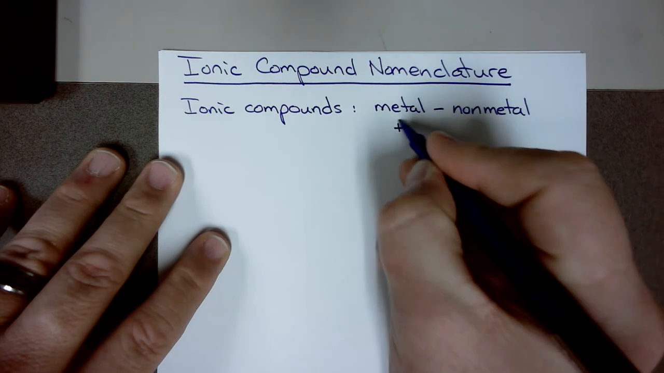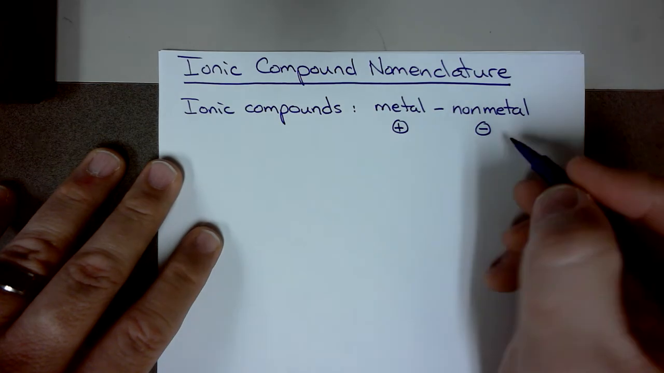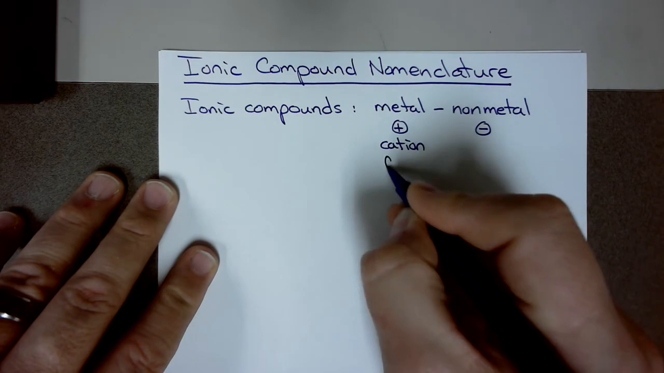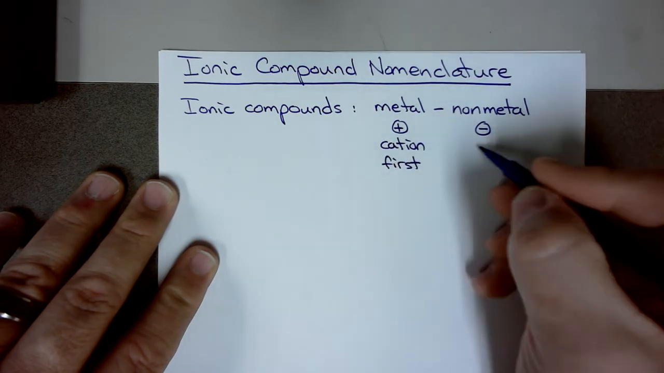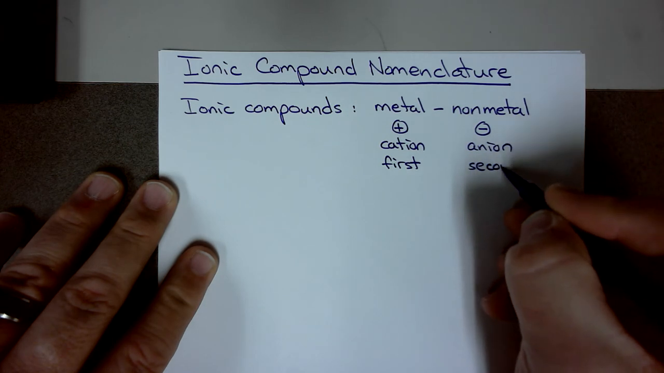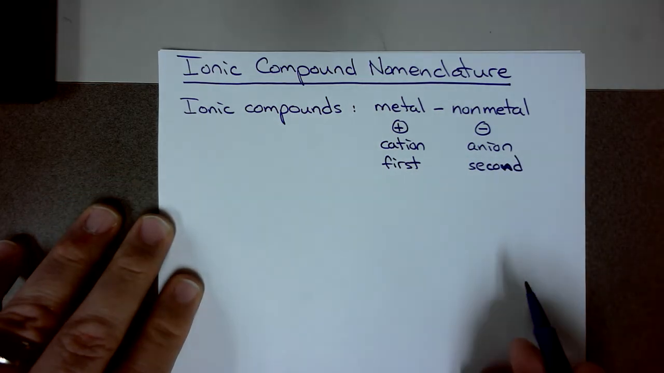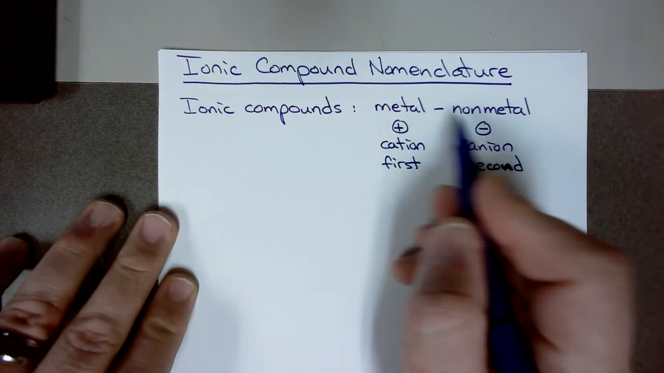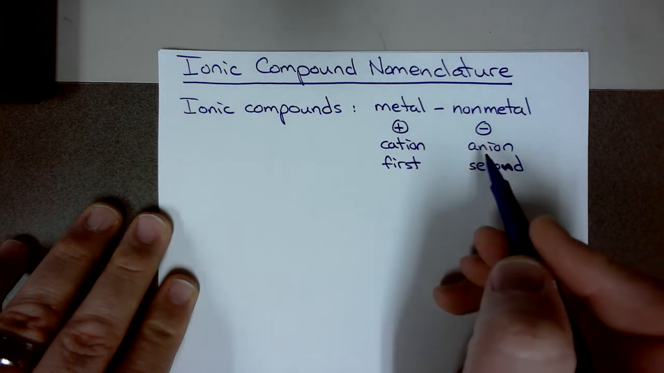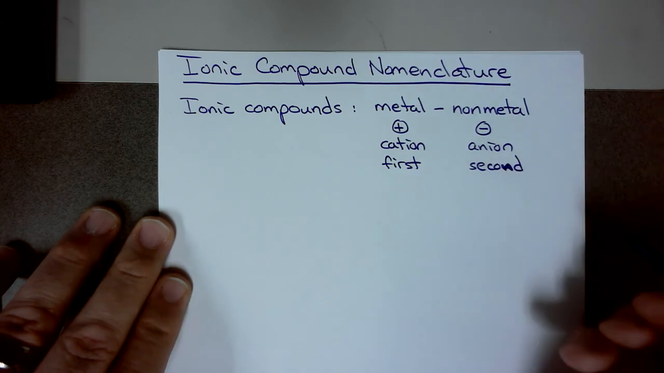It is always a cation bonded to an anion, or a positive bonded to a negative charge. The cation is always written first in the compound formula, and the anion is always written second. So that's how we recognize that we're looking at ionic compounds. It's a metal to nonmetal, or a cation to anion, and the positive ion is always first.